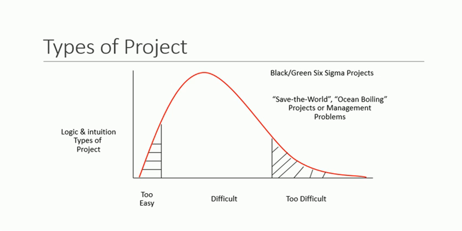The logic and intuition of the types of projects is that too easy projects can be solved in less time, whereas too difficult projects take more time than the easy projects. The too easy projects do not create much logic and intuition, and too difficult projects help to create more logic and intuition for the person taking the projects.